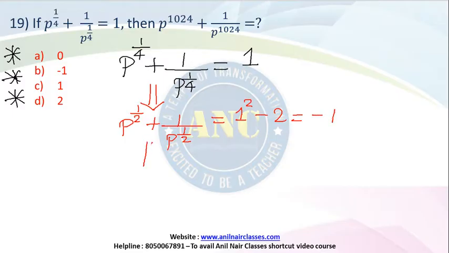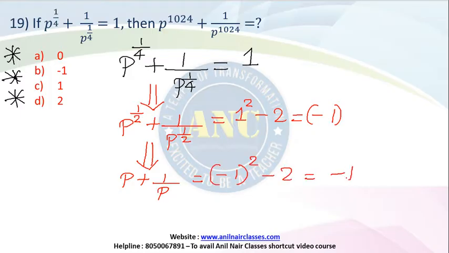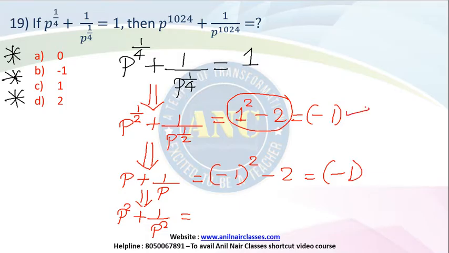Same logic once again. Double the power: p power half, double of half is 1. So p power 1 plus 1 by p power 1 is equal to minus 1. Minus 1 whole square minus 2 is again minus 1, since minus 1 whole square is 1 only. So it is exactly similar to 1 square minus 2. If I continue further, double the power, it becomes p square plus 1 by p square, and again the right hand side is minus 1 whole square minus 2.